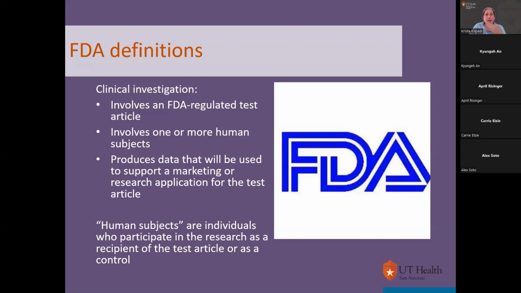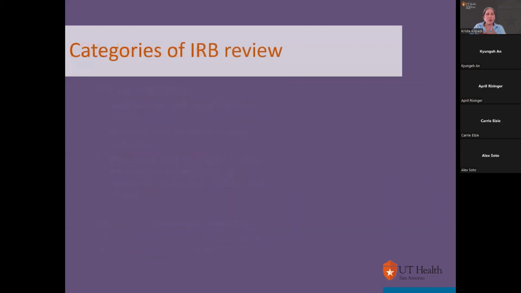All right, so now we've got our definitions of what is research and what is human subjects research. So we can go on to our individual categories of IRB review now that we've got that baseline. And really there are about 5 different categories that we can review things under as the IRB. First of all, we have non-regulated research. We'll go into detail about what each of these are in the upcoming slides.